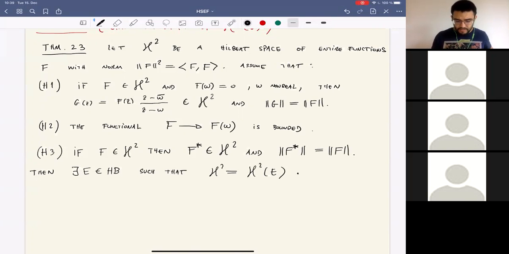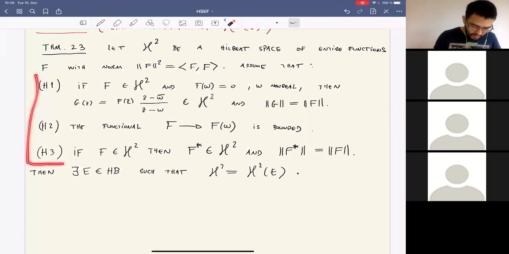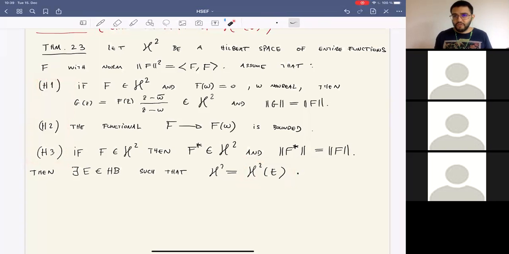So before we start, I want to make a remark. In a very precise sense, the de Branges spaces are the Hilbert spaces of entire functions satisfying these 3 hypotheses. Because it's easy to see that a de Branges space does satisfy these 3 hypotheses, because the norm is always some L2 integral on the real line.